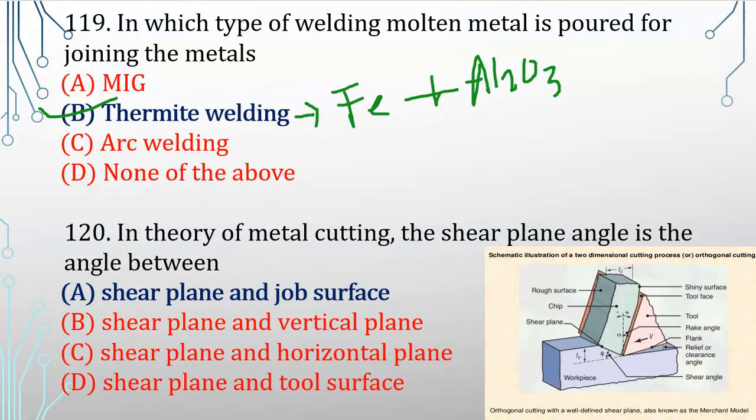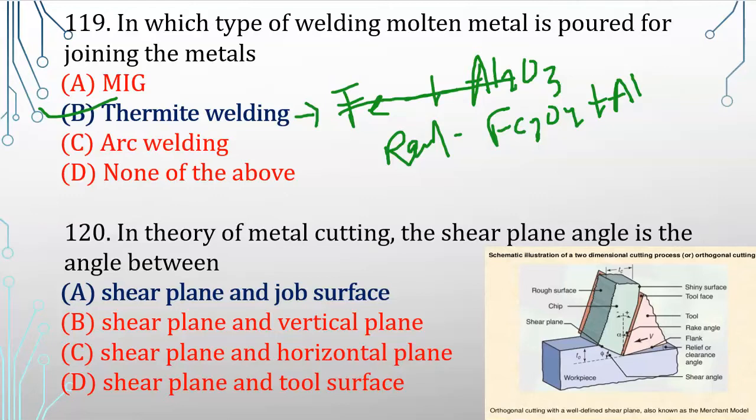And this was previously used for railway track repair. Sorry, this will be Fe3O4 plus aluminum. I made a mistake, please pardon me. And the temperature will be 3000 degrees Celsius in thermic welding.